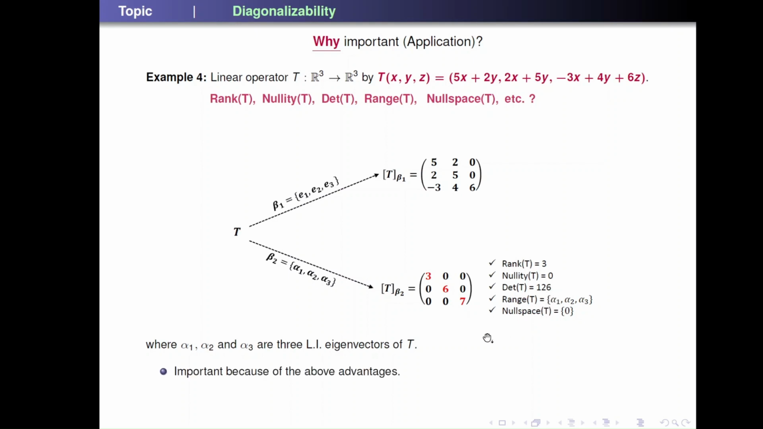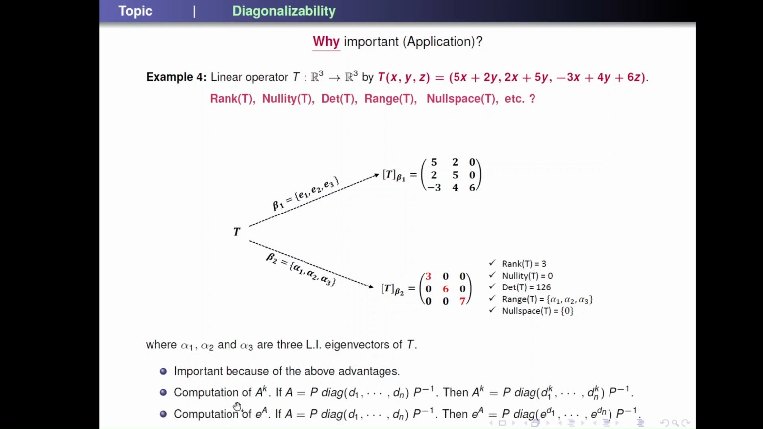Another advantage is the computation of any power of A, for example A to the power k. If our matrix is diagonalizable, then we can instantly compute its power this way. And also we can compute e to the power A type of matrix. These kinds of matrices are very important in computing the solution of systems of linear differential equations. So these are some of the applications of diagonalizable matrices.